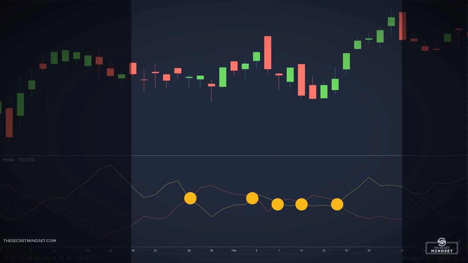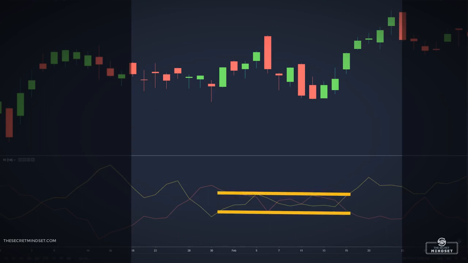When you see this pattern, it's better to abandon the setup because the likelihood of a false signal is pretty high. Also, another clue is the distance between the two lines of the vortex. Look at the range during the analyzed period. It's pretty tight, and that's another sign of range-bounding markets.